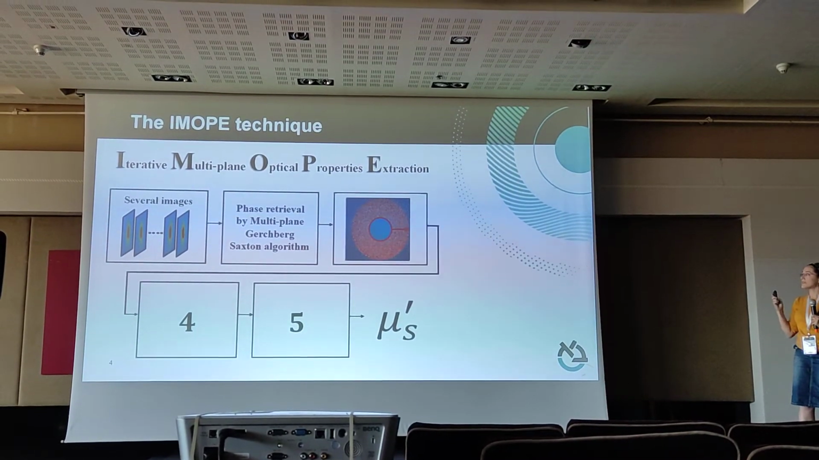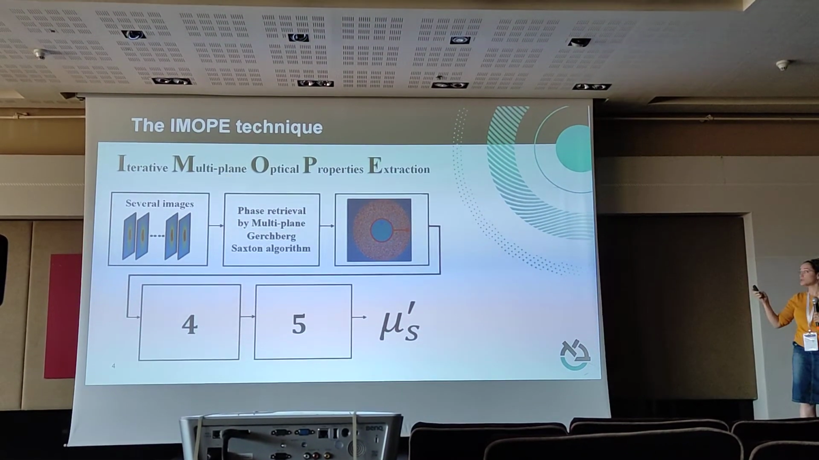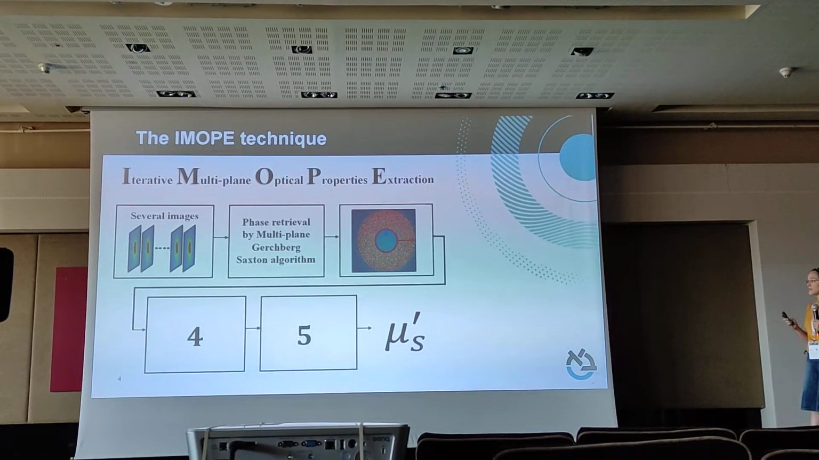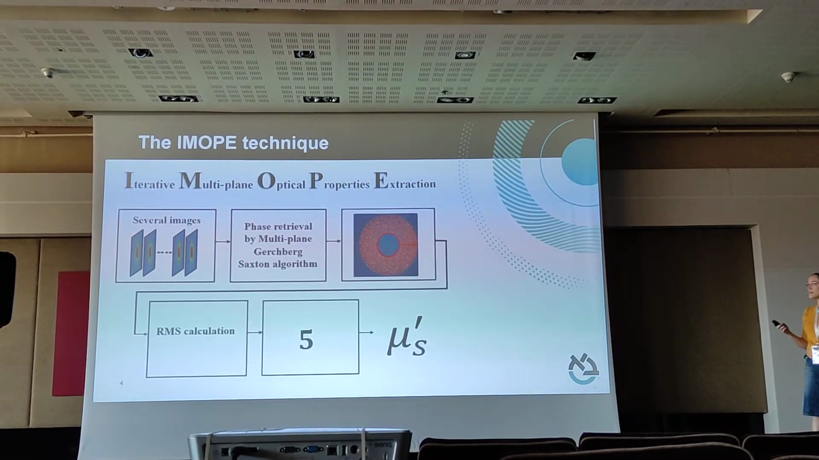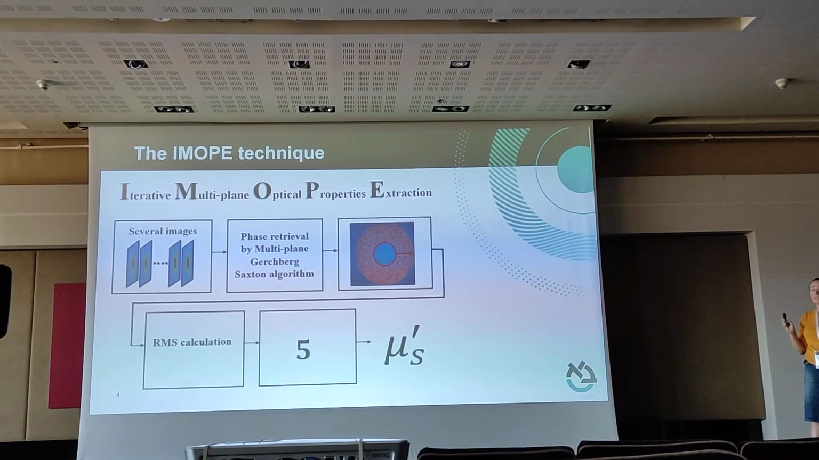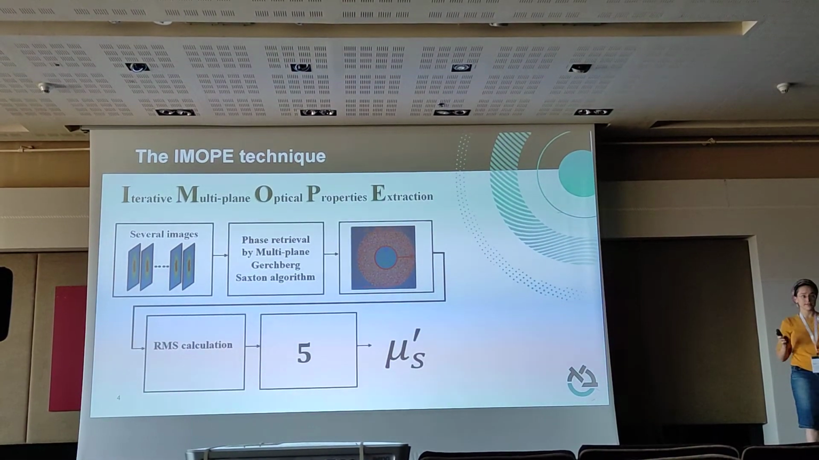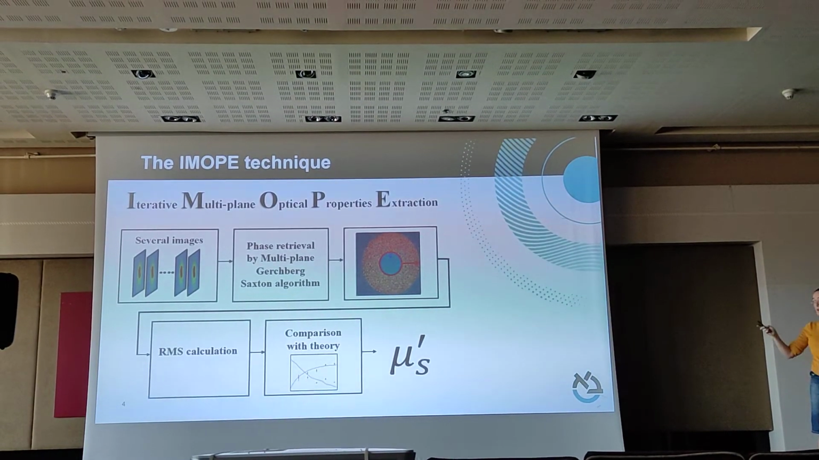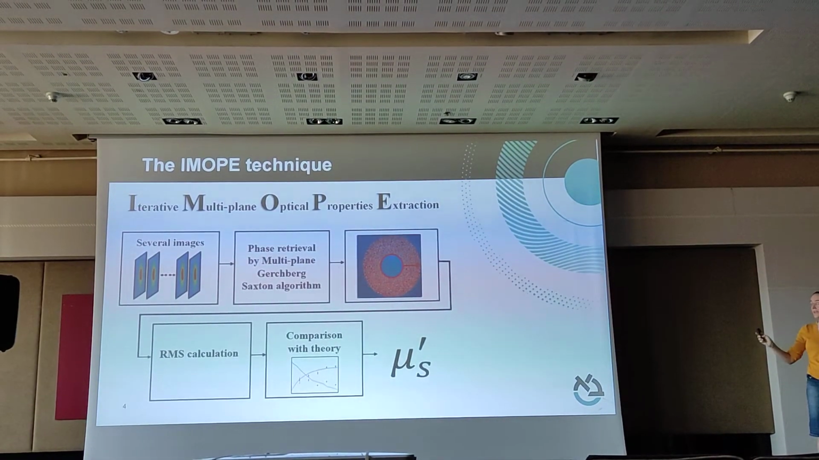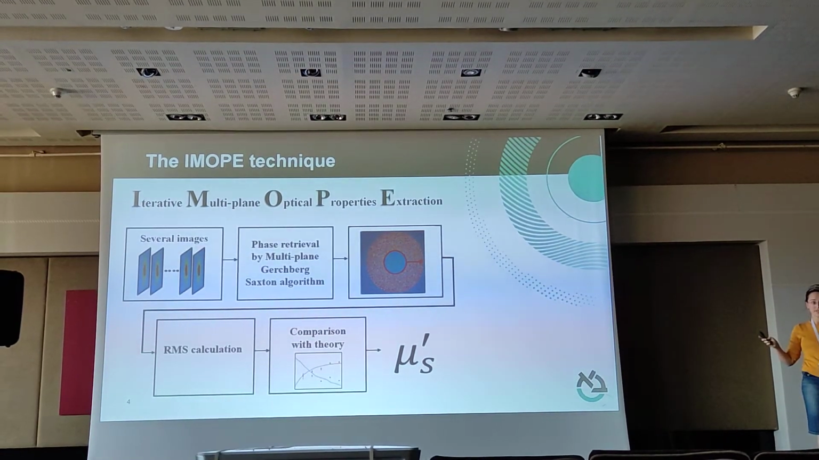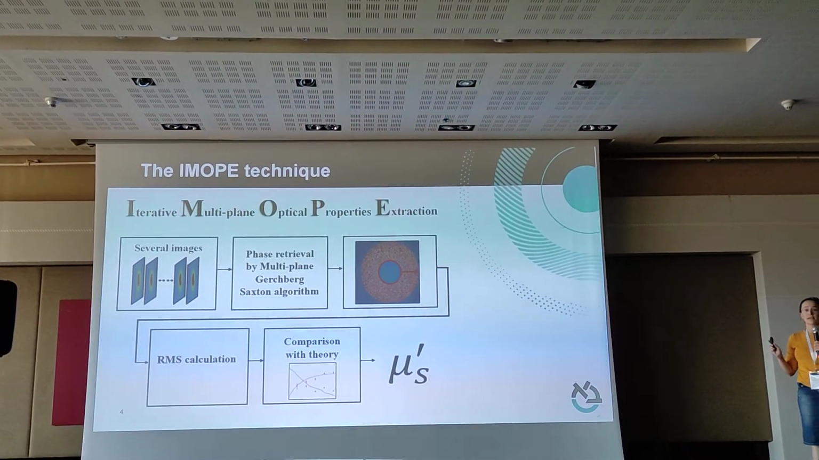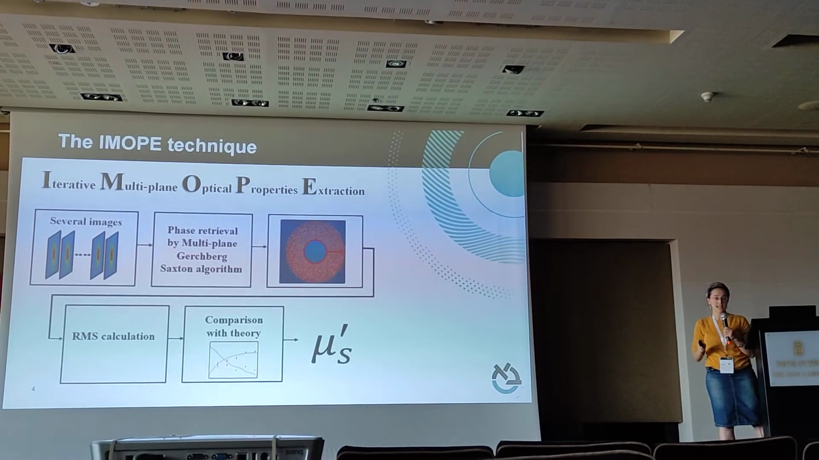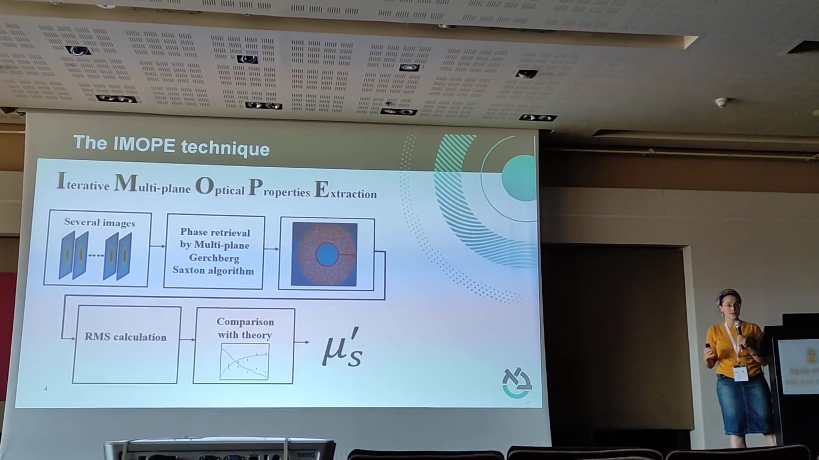Then we can separate this phase image into 2 different regions, multiple scattering and single scattering regimes, and we calculate the root mean square of each region. This is our quantitative indicator, which we compare with our theoretical model. From the comparison, we can extract a reduced scattering coefficient. Now, the technique is complex and full of details, which I will not discuss now. I can happily answer questions later.